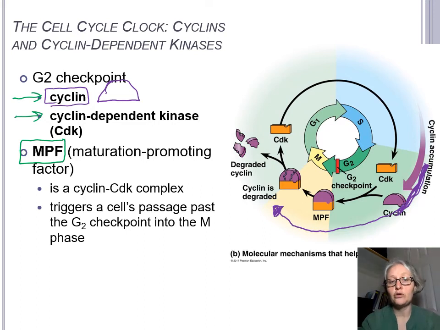There's a second molecule called cyclin-dependent kinase. It's the orange molecule. It's the square. Cyclin-dependent kinase is always there. It's just there waiting, waiting, waiting.